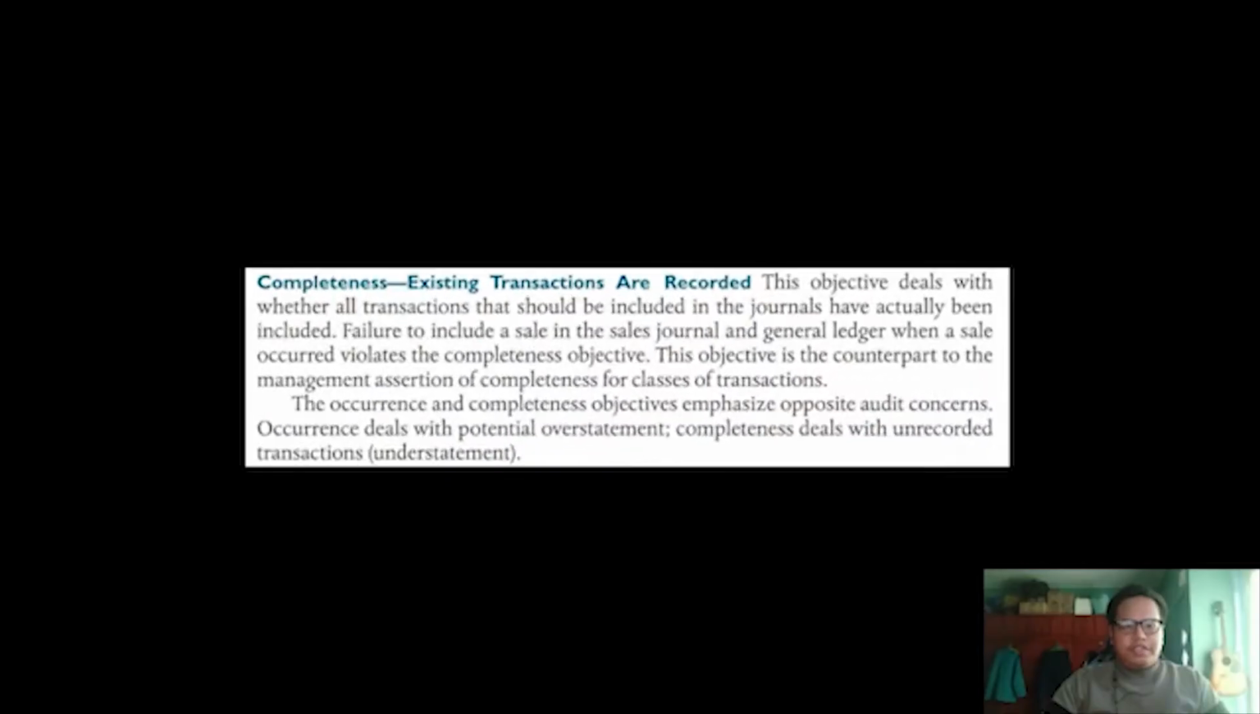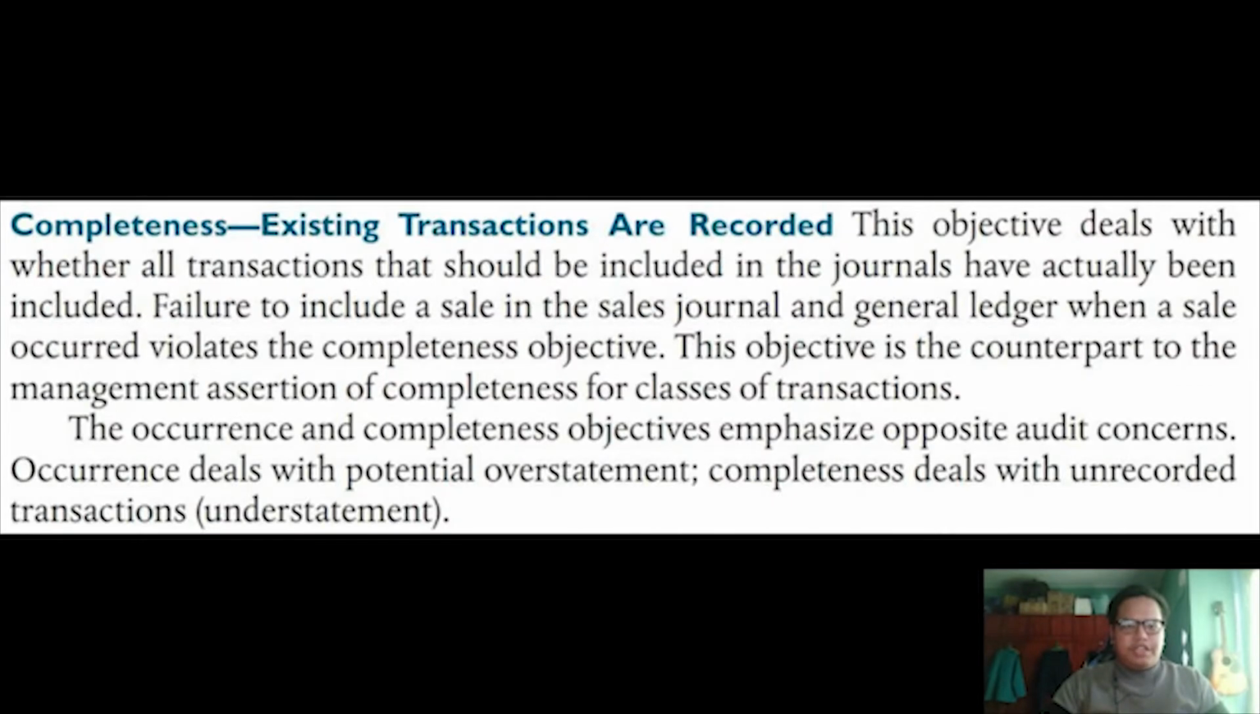The completeness assertion deals with whether all required disclosures have been included in the financial statements. As an example, the management asserts that all material transactions with related parties have been disclosed in the financial statements. Completeness under existing transactions are recorded. This objective deals with whether all transactions that should be included in the journal have been included. Failure to include a sale in the sales journal and general ledger when a sale occurs violates the completeness objective.